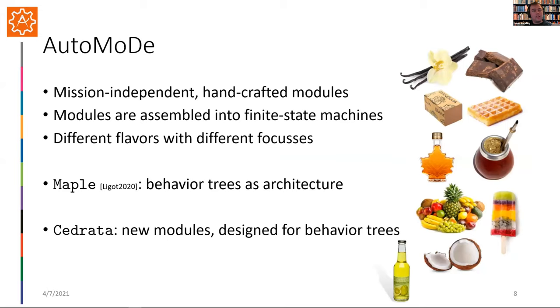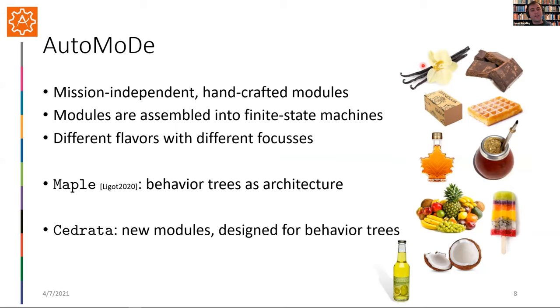The idea behind AutoMoDe is that we have mission independent handcrafted modules that are assembled into finite state machines. And over time, we have already proposed different flavors that have different research focuses. So for example, AutoMoDe Vanilla was the first proposed AutoMoDe approach that showed that indeed this module-based design was able to transfer from simulation into reality quite well.